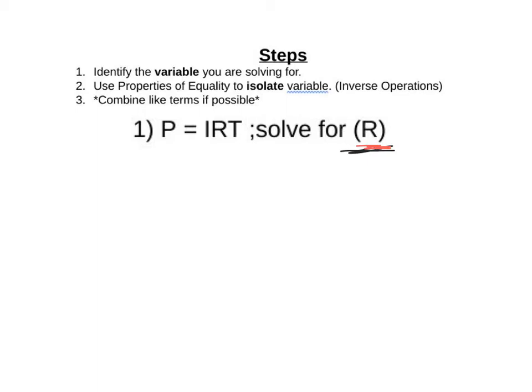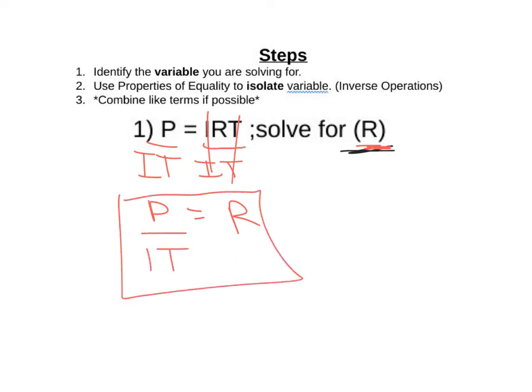So if we're going to solve for r, IRT, that's all multiplication. So that's going to tell us we need to divide both sides by IT. The i's cancel, the t's cancel, and that leaves us with r equaling p over IT. And in this case, there's nothing really to simplify. We solved for r, and we accomplished our mission. So let's take a look at another one.